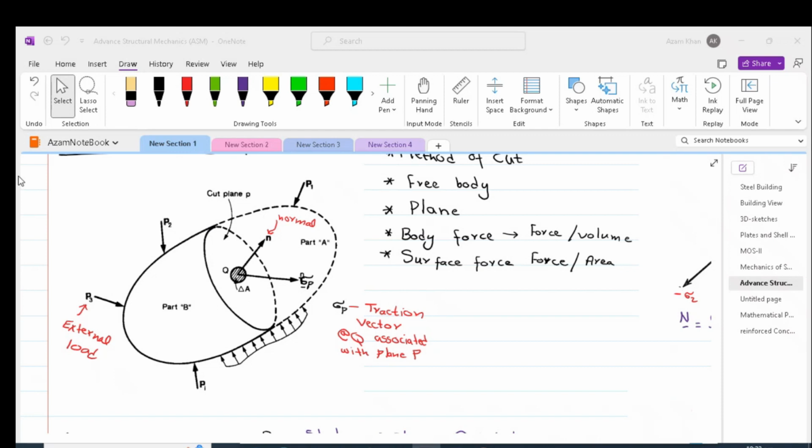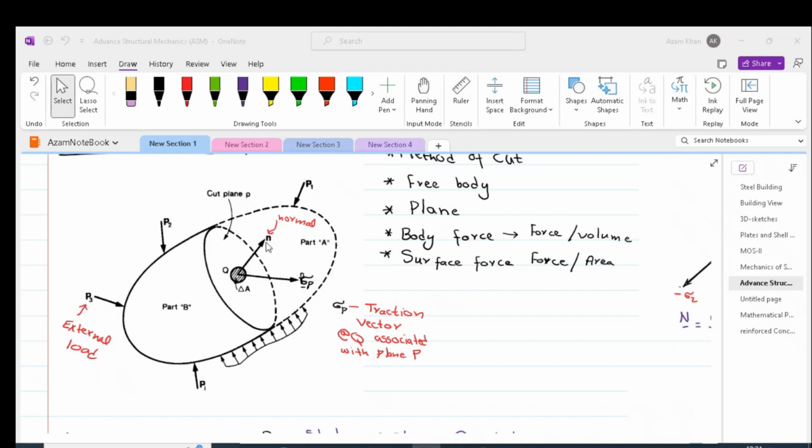The other definition involves plane. A plane can be defined by its location and direction. For example, we have got this cut plane P, which is located at a particular position within a body, and this plane has got a direction shown by an outward drawn normal.